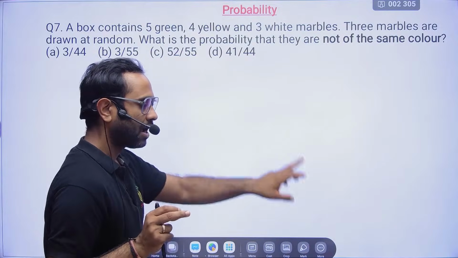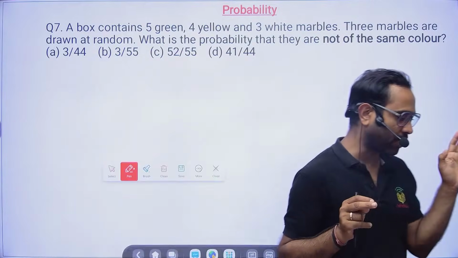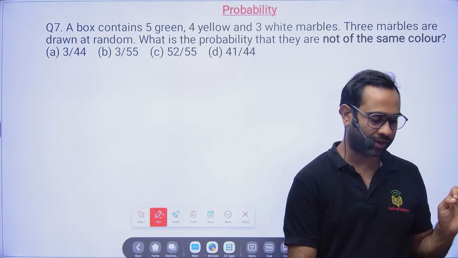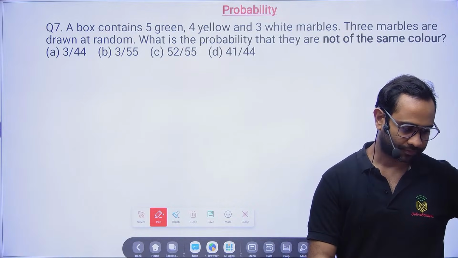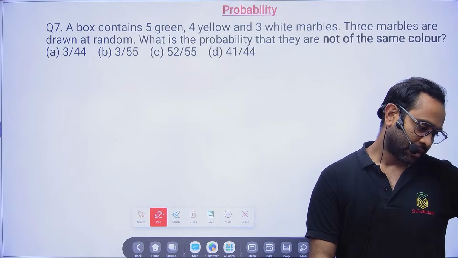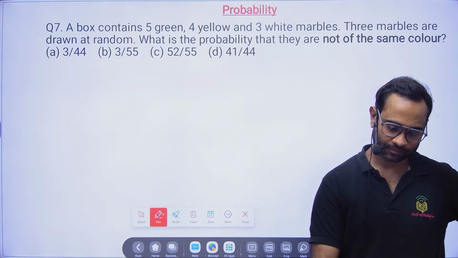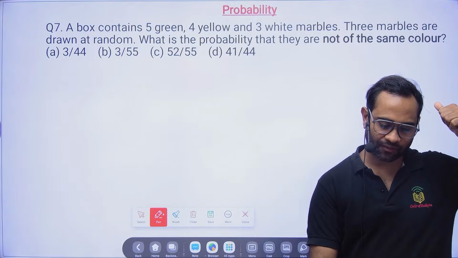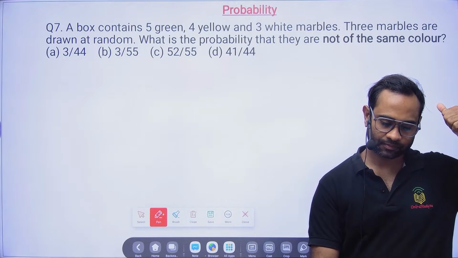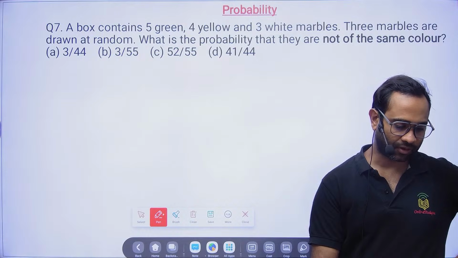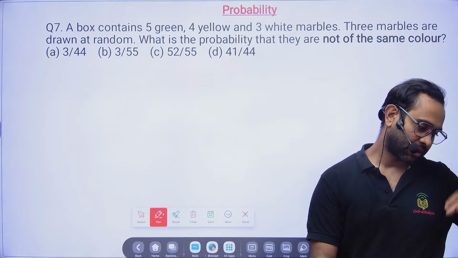Now the last question. After this question, we will be moving towards statistics. So please do it fast. Chalo bhai. Thank you guys. Please solve this question fast. Thank you, Yasu bhai.